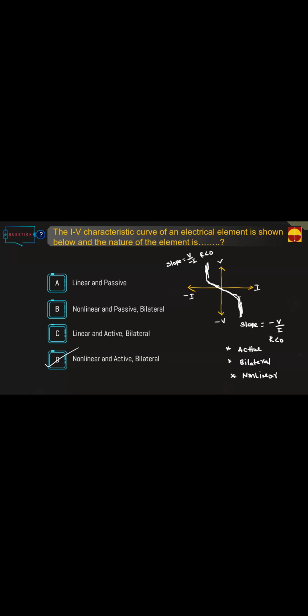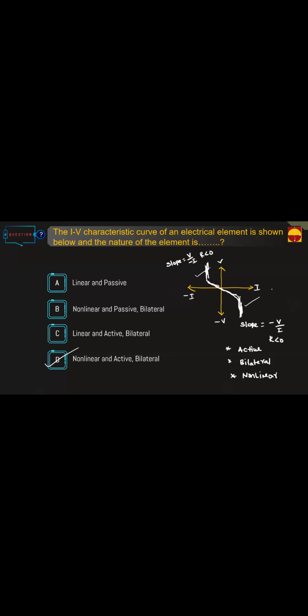Clear? Concept is very simple. For active and passive, just find the slope. Three conditions I gave: R less than 0, R greater than 0. Linear and non-linear: it must pass through the origin, with only one characteristic on both the sides. Don't change the characteristics. One equation of a straight line, then it is linear. Otherwise, it's non-linear.